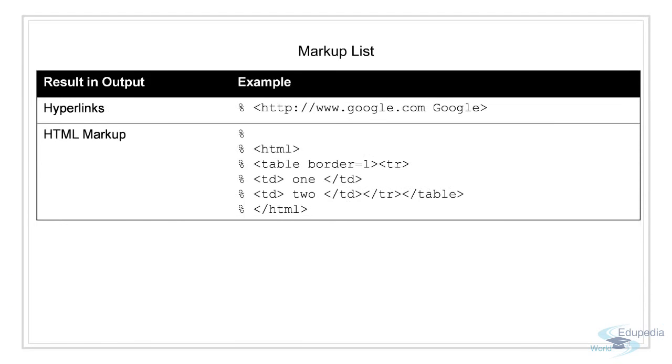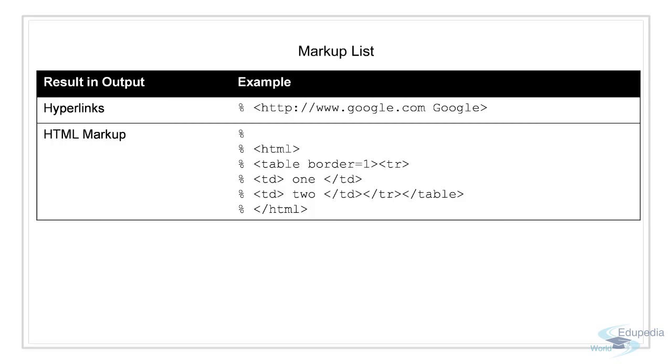MATLAB comments also support hyperlinks and HTML markup. So here is a static hyperlink. It is a URL followed by the text that you want to apply the link to. This is usually helpful when you want to direct the user to some location on the web. For example, I have redirected the user to Google and we have created the link on the Google text itself.